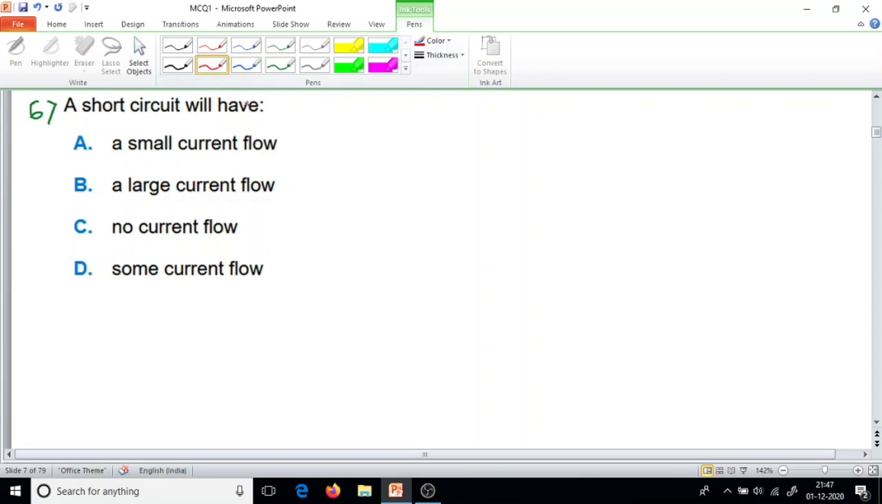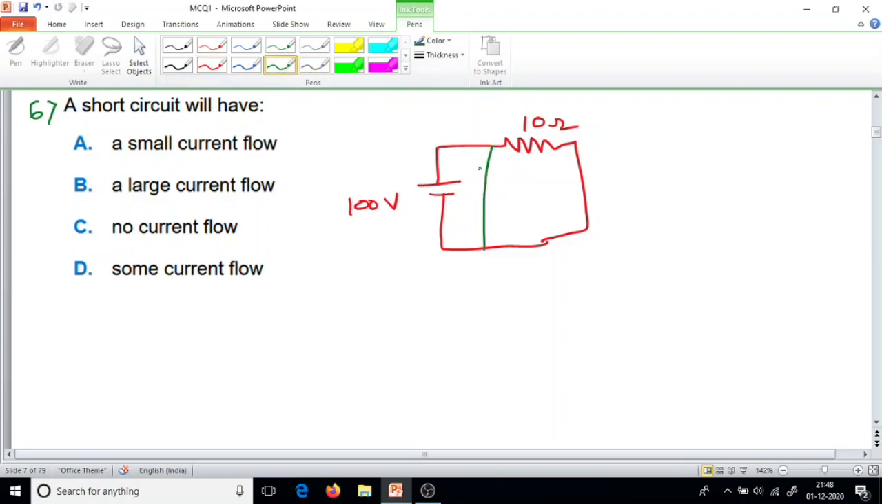Question number 6. A short circuit will have, in a circuit when short circuit happens, high current flows. See, we have a voltage source here. Let us assume 100 volt, and we have a resistor here, 10 ohm. Current flows. But if we short circuit these 2 points, what happens? The source will almost shut down, or it may explode.